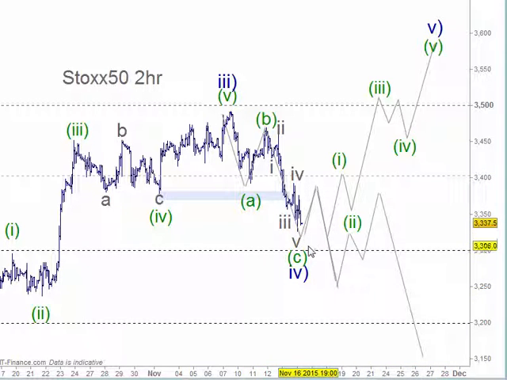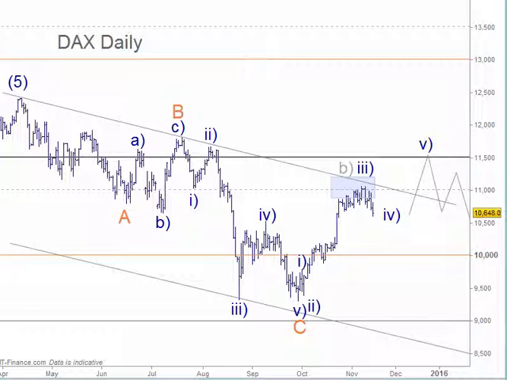So it's quite critical what occurs here, and this is what we've been talking about with the US markets as well. With that in mind, let's have a look at the DAX. We'll look at the DAX on the daily chart, and we'll look at the positive and the negative side of this.